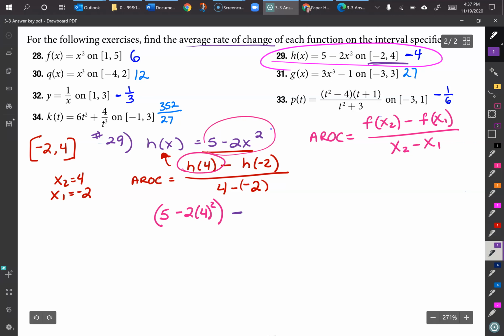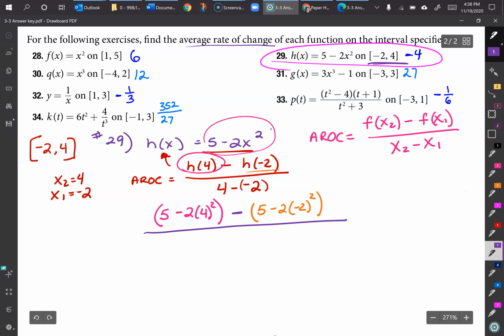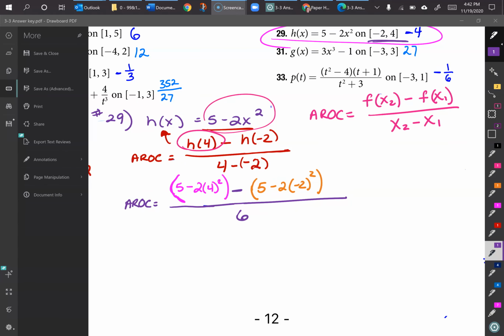Now I'm going to subtract and do the second piece. I'll do that in a different color. That's going to be the h of -2: 5 minus 2 times -2 squared. So I have two separate pieces for the y's. I'm finding the difference in the vertical. And then all divided by the 4 minus -2, which is 6. Now I just need to calculate these pieces.